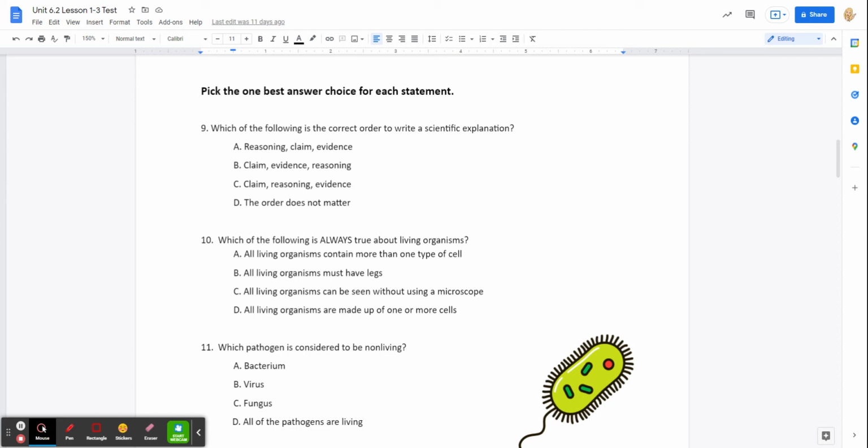All right, so number 9. Which of the following is the correct order to write a scientific explanation? Isn't it reasoning, claim, evidence? Claim, evidence, reasoning? Claim, reasoning, evidence? Or the order does not matter. Which of the following is the correct order to write a scientific explanation?